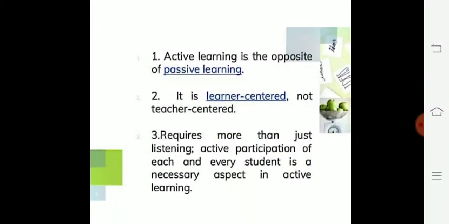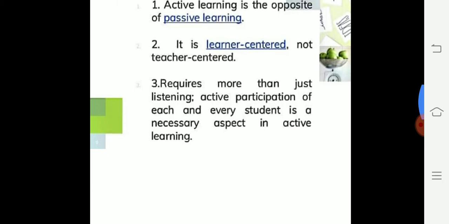Active learning is the opposite of passive learning. It is learner centered, not teacher centered. It requires more than just listening. Active participation of each and every student is a necessary aspect in active learning.